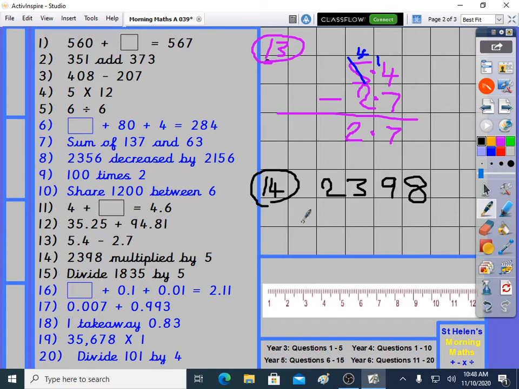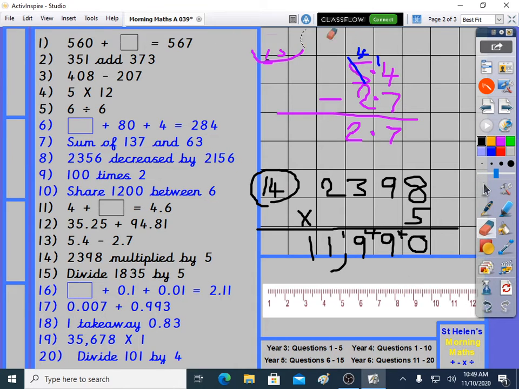Number 14 multiplied by 5. 2,398 multiplied by 5. 5 times 8, 40. 5 times 9, 45. Plus 4, 49. 5 times 3, 15. Plus 4, 19. 5 times 2, 10. Plus 1, 11. 11,990. Question 15 will be a nice quick division.